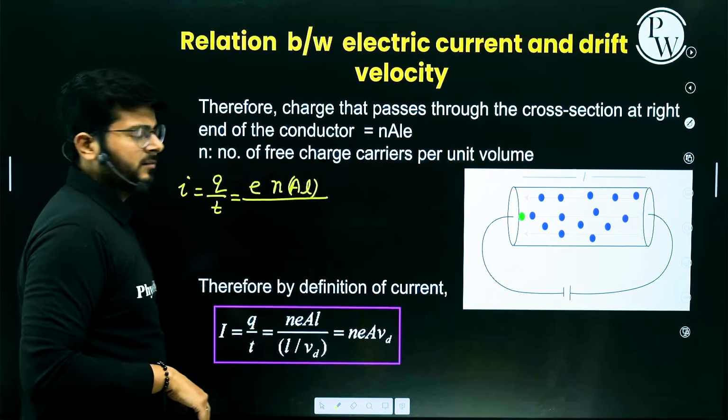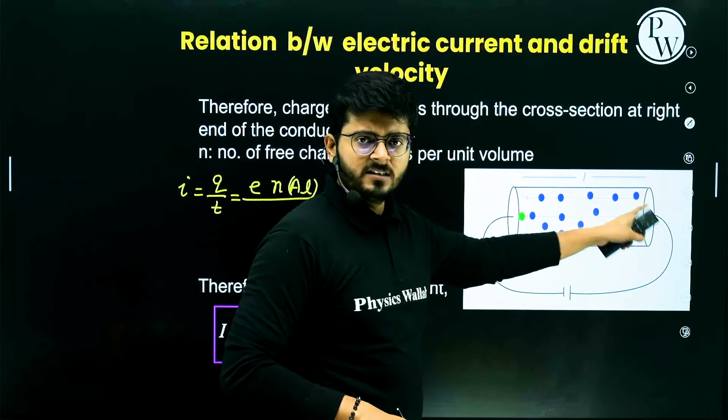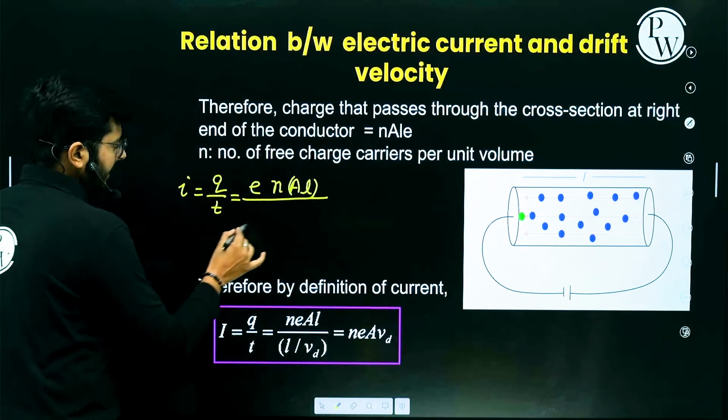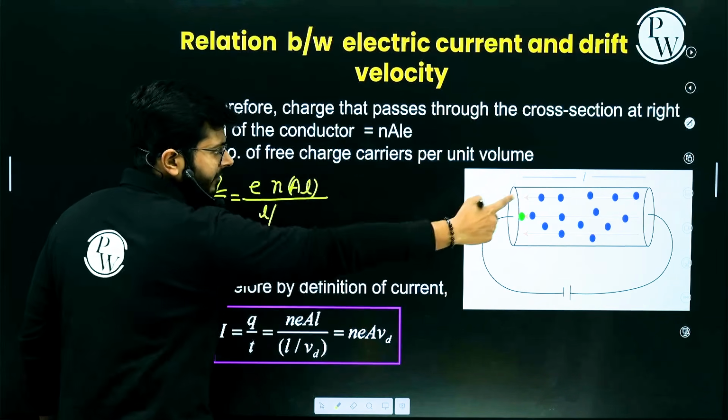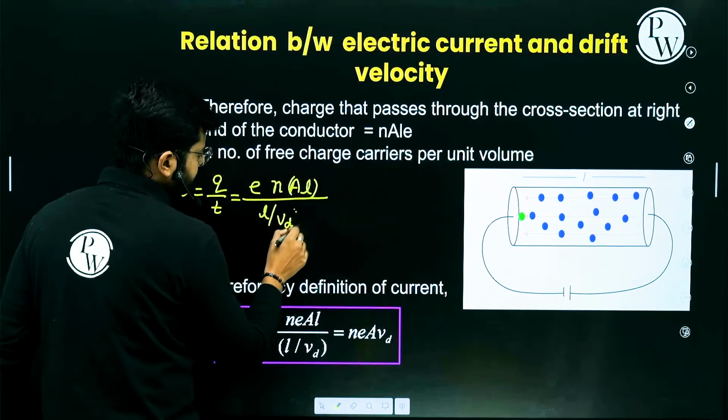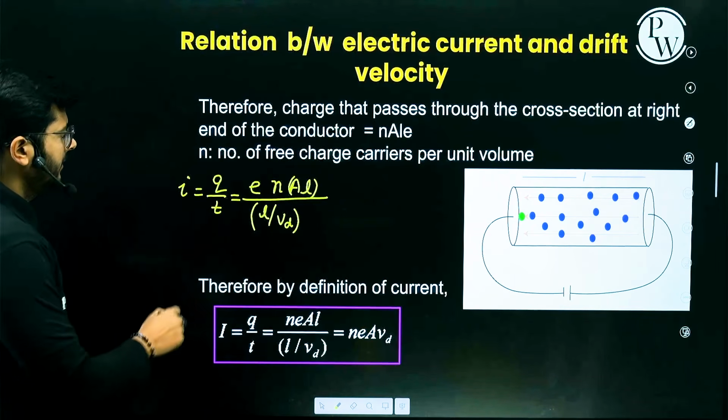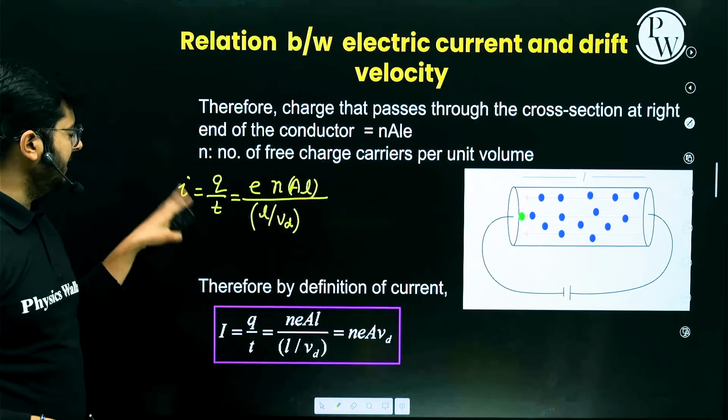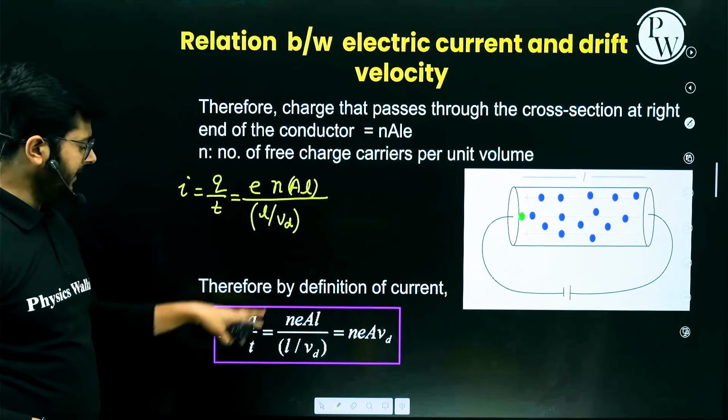And the time is going to be distance upon velocity. So distance is L, and the velocity with which it is moving is Vd. Right, that's it. So you have I. Just solve it and get the value of Vd from here.